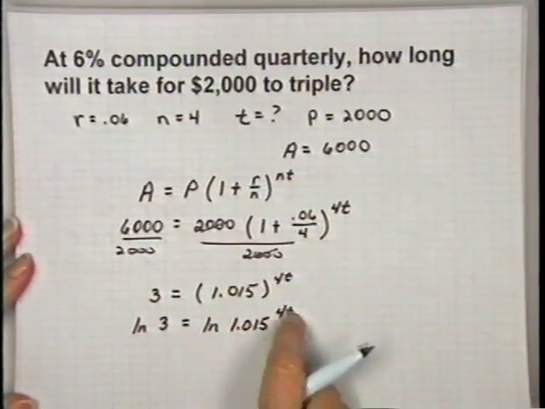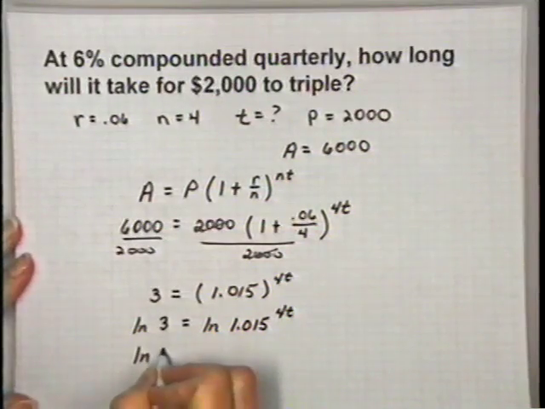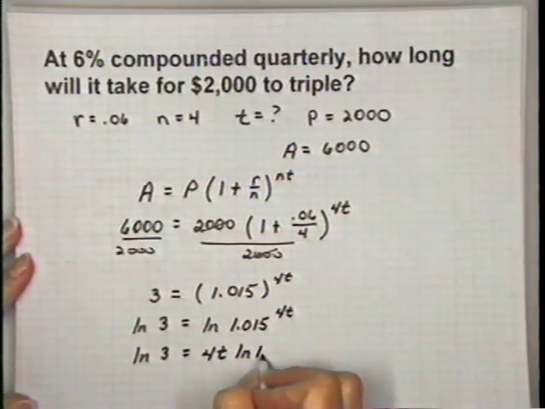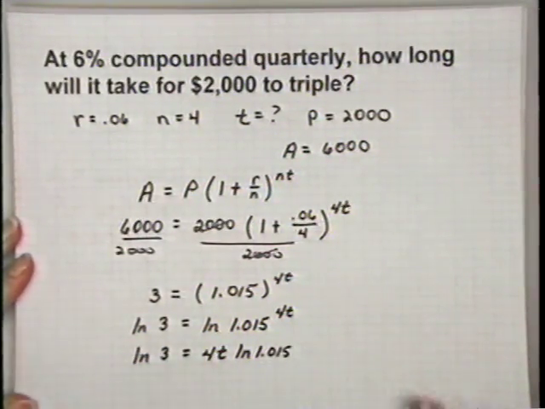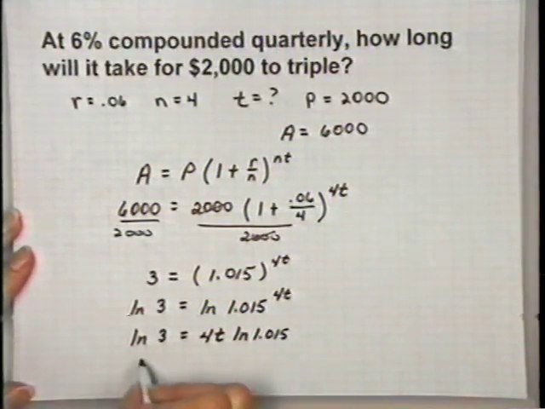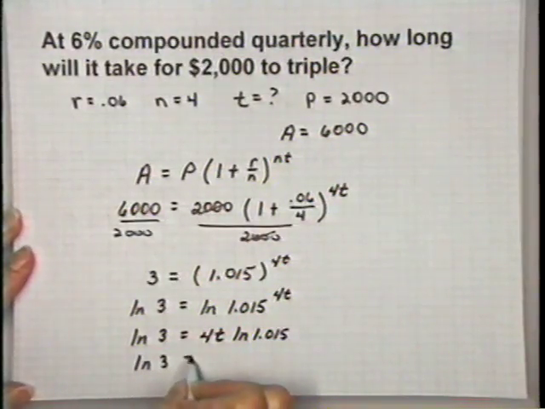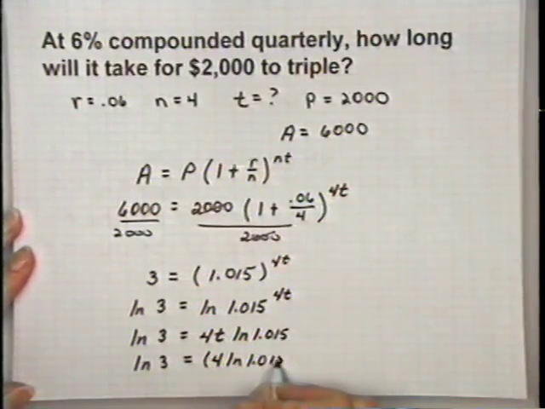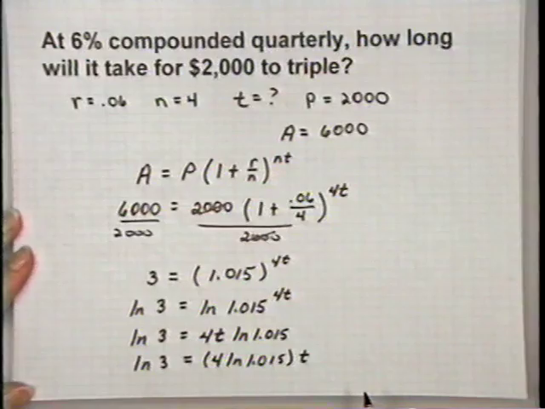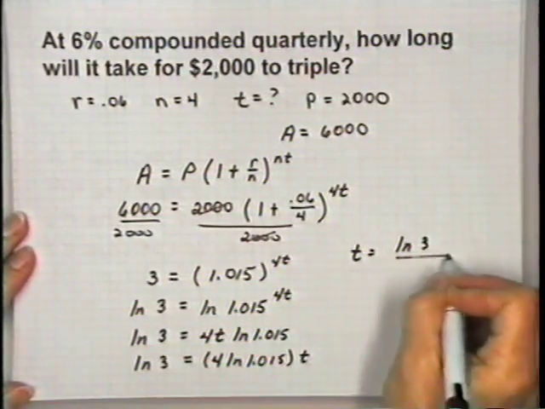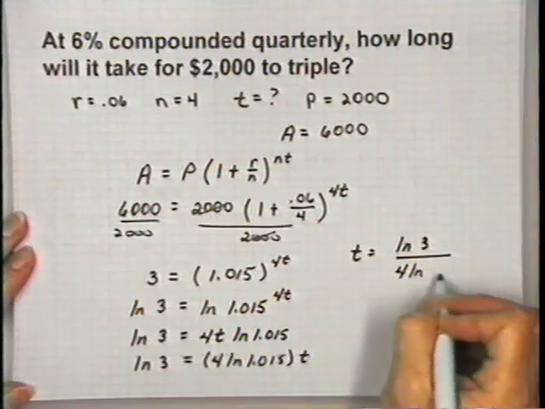Now remember, once we have a logarithm, we can bring the exponent down. So the natural log of 3 is equal to 4 times t times the natural log of 1.015. Now, notice this says 4 times t times that logarithm. Just to help you see this a little better, I'm going to write this like this. I have 4 times the log of 1.015 times t. All of that is times t. Do you see that? Then to solve for t, I just need to divide that natural log of 3 by 4 times the natural log of 1.015.